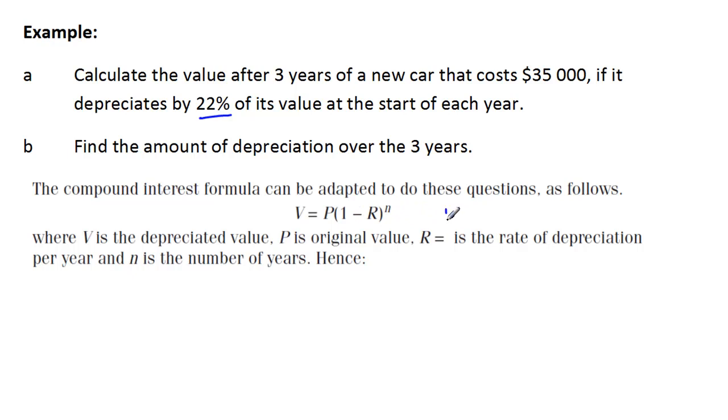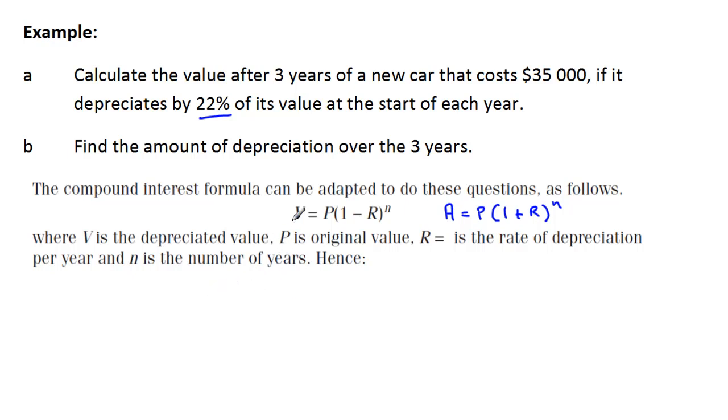Remember, the formula for compound interest was A equals P(1 plus R) to the n, where R is the interest rate. And this one's 1 minus. Why? Well, that's because the value is going down. So we're going to use this formula to show that you can work out depreciation very, very quickly.